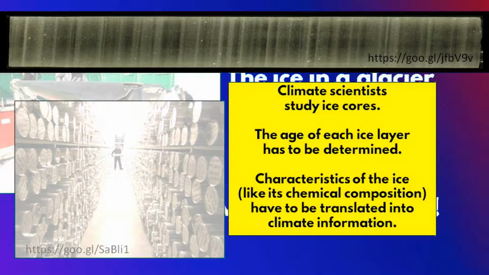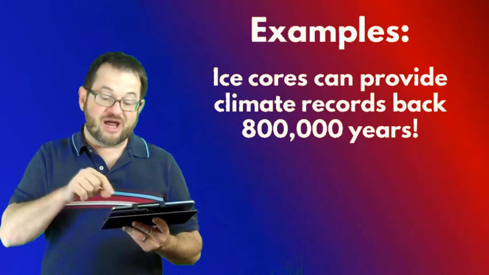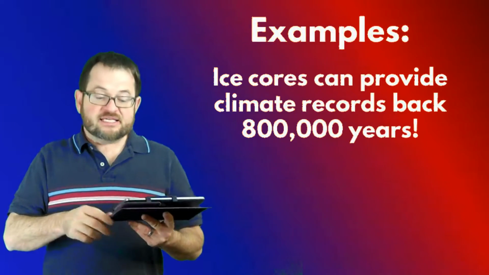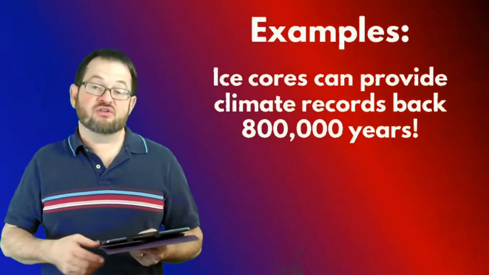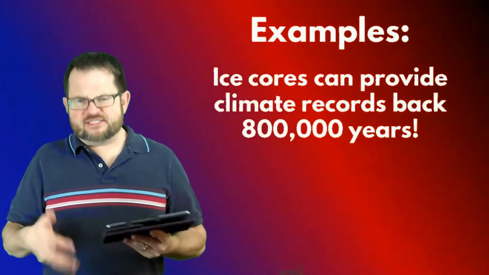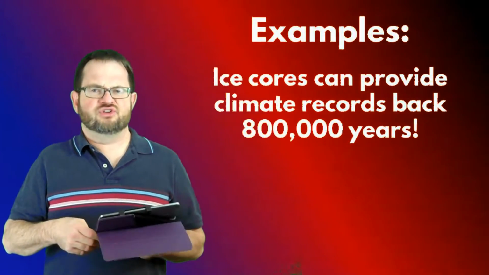Characteristics of the ice are going to be able to give us climate information. They could be things like its chemical composition. They can be things like little bubbles of air that are trapped in the ice, and so on. These kinds of ice cores can provide us with climate information going back about 800,000 years. The oldest ice on Earth is about 800,000 years old.